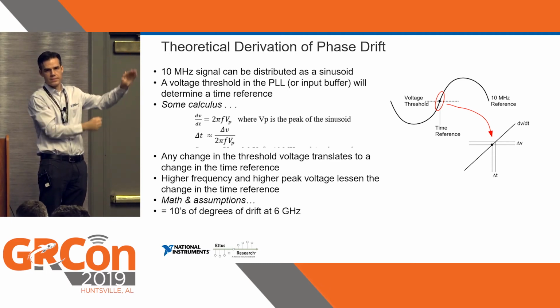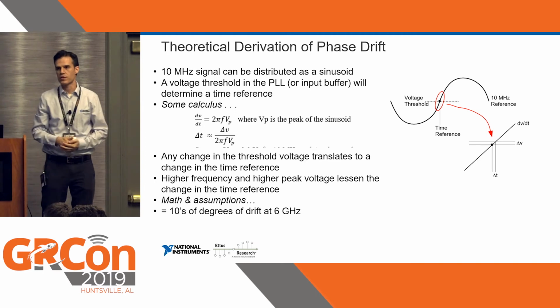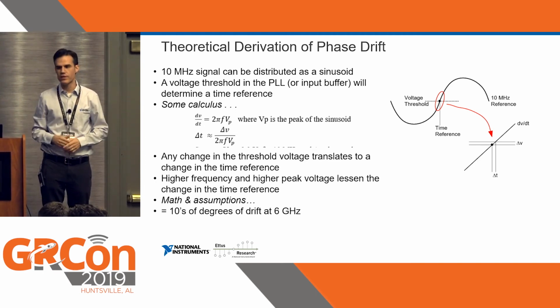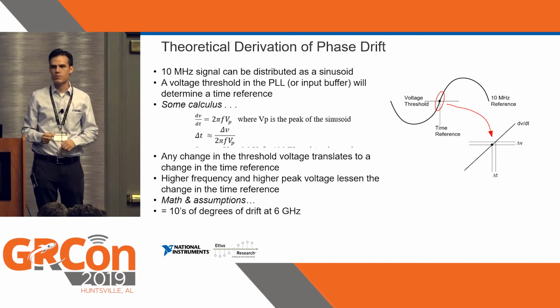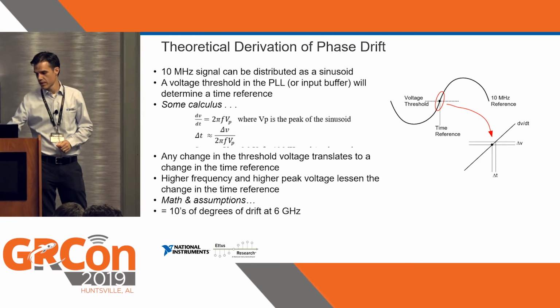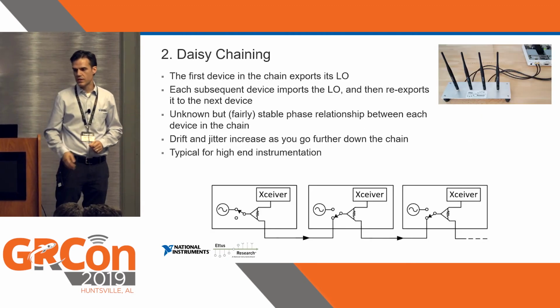And that time noise is basically where your drift is going to come through. And there's some other slides from Brian Avenell that walk through all of it. In the end, you can make some assumptions and do some maths, and you come up with, oh yeah, this is like tens of degrees at 6 gigahertz. So how else can we do this?